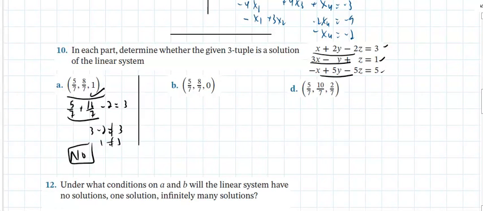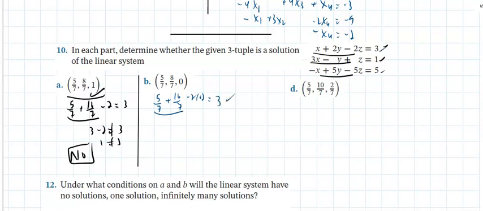If it doesn't satisfy any one of these equations, automatically it would not be a solution. If I attempt the second piece, take 5 over 7 plus 8 times 2, 16 over 7, minus 2 times 0, and let's see what do we get. Well, we'll get 21 over 7, which is 3. It checks.